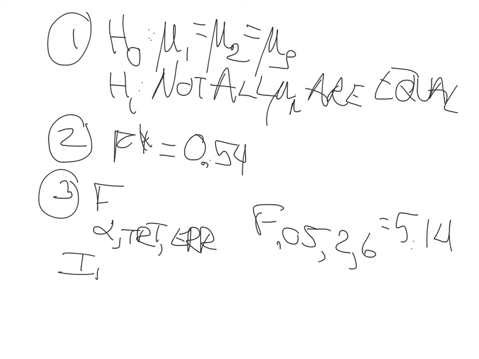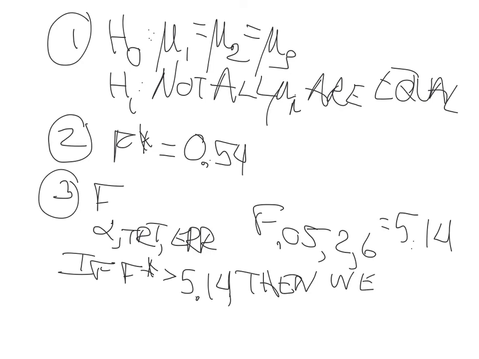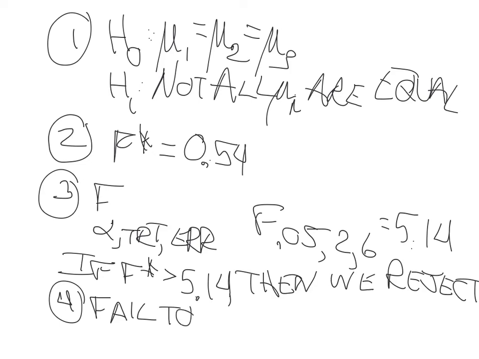I cheated and I used R. So my if-then is going to be if F star is greater than 5.14, then we reject H0. And we will fail to reject otherwise. Okay. Good times. Hope this helps.